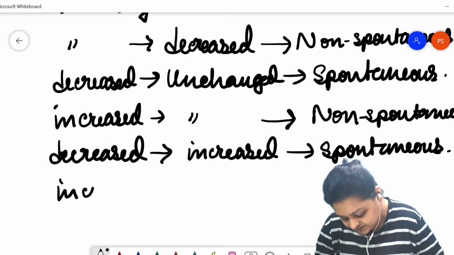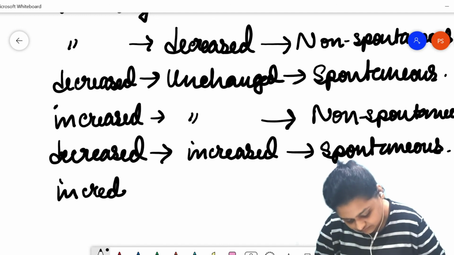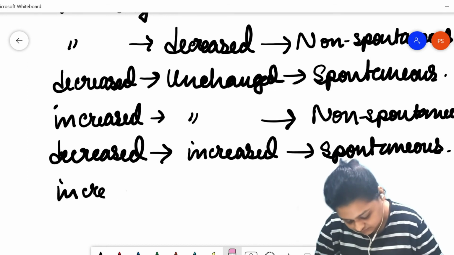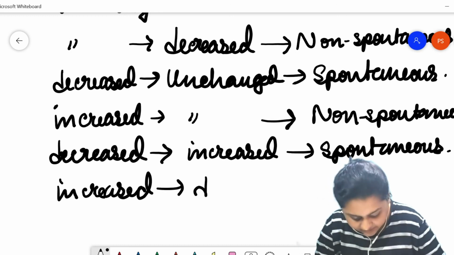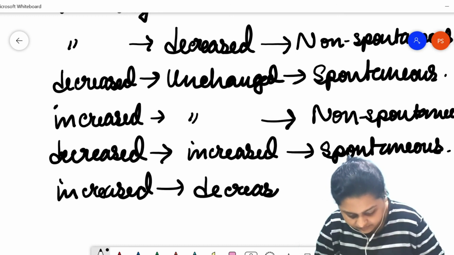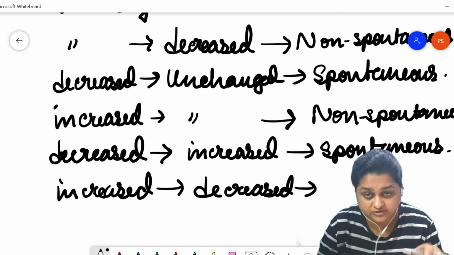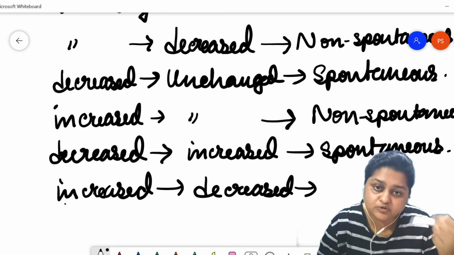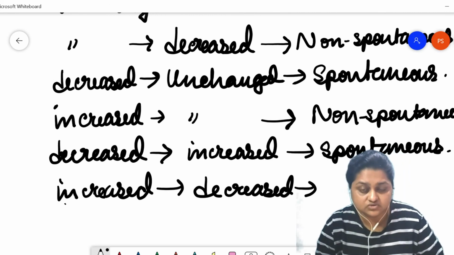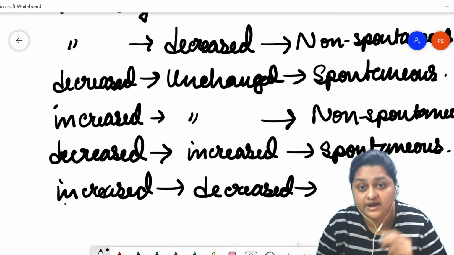If delta H is increased and randomness decreases, randomness decrease is making the process non-spontaneous, and the delta H value also increasing is making the process more non-spontaneous. So by combining these two factors, the thermodynamic process that we were talking about will be highly non-spontaneous.